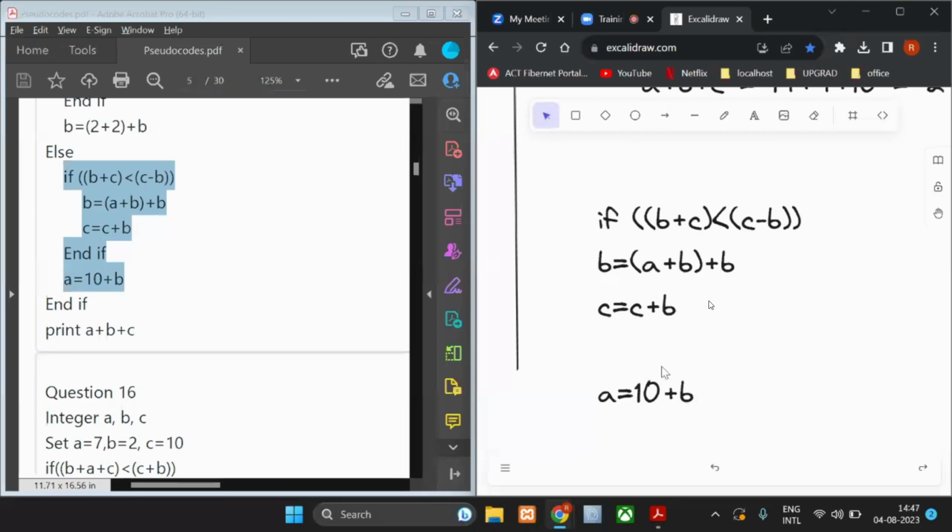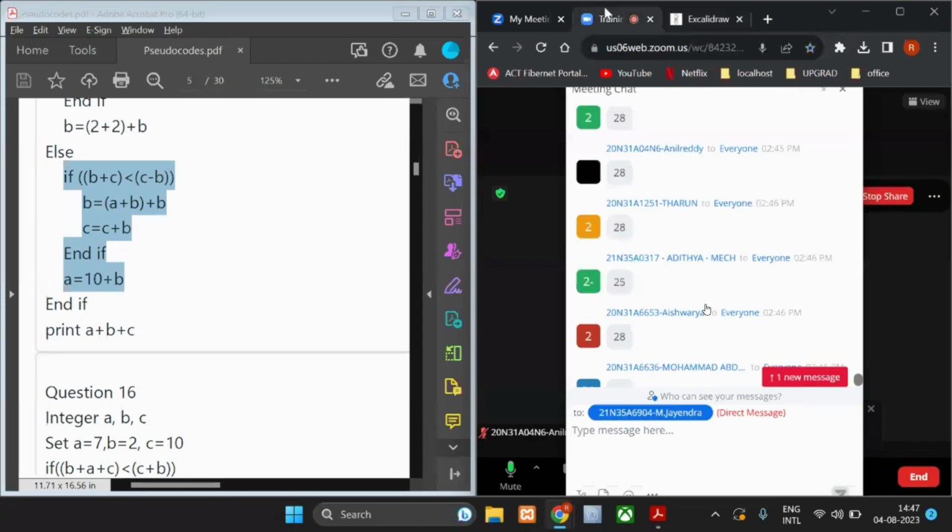Okay, if I remove this, can you distinguish now? Can you distinguish which statements are within the if condition, I mean the if block, and which statements are outside the if block? You cannot. Just for this purpose, we have endif. So just by considering it, there is no big difference there. Endif means these two statements belong to the if body, and a equal to 10 plus b is outside the if body or the if block. That is the meaning. Is that clear?